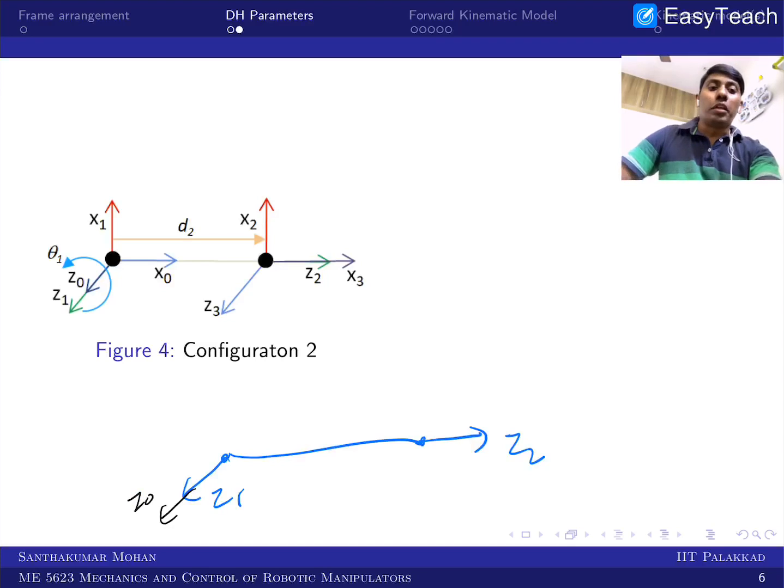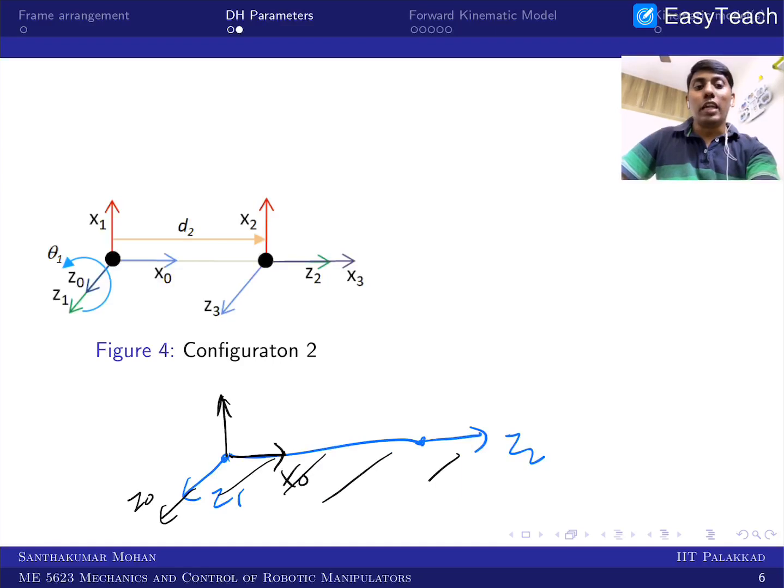So now z1 and z2 are parallel, so I am taking x0 here, and now I can see that z1 and z2 are not parallel, but intersecting here, and this is the plane, vertically coming outward or inward. That is the x1 direction, so I am taking it here. To make it further, I see that z3 is parallel to z0, because the end effector point I am trying to make parallel to z0.